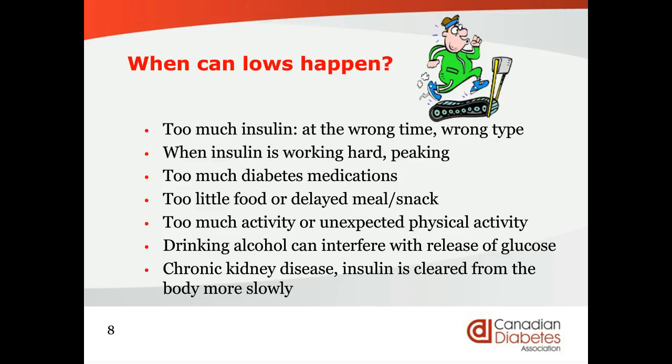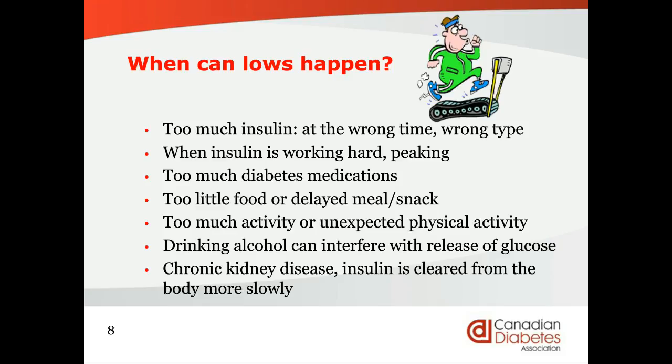You can take too much diabetes medication. For example, you could take your medication in the morning and forget that you took your medication and take it again. If you have too little food or delayed meal or snack. This can sometimes happen when people take mixed insulin. At lunchtime, if they don't have a meal or snack, their blood sugars may drop and they may have a low. Too much activity or unplanned or unexpected physical activity.